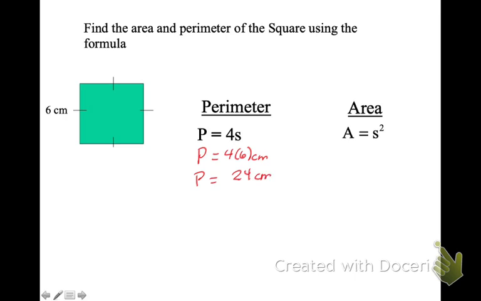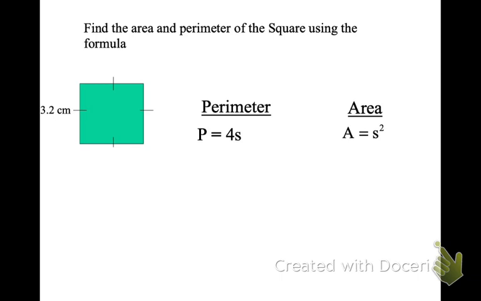Let's try the next one, which is A equals 6 centimeters, and we're squaring it. Remember, area is squared. 6 centimeters times 6 centimeters is 6 times 6, 36 square centimeters. All right, pause the recording if you'd like to take some notes. Let's keep going. Now, pause the recording and I want you to try the next one on your own.